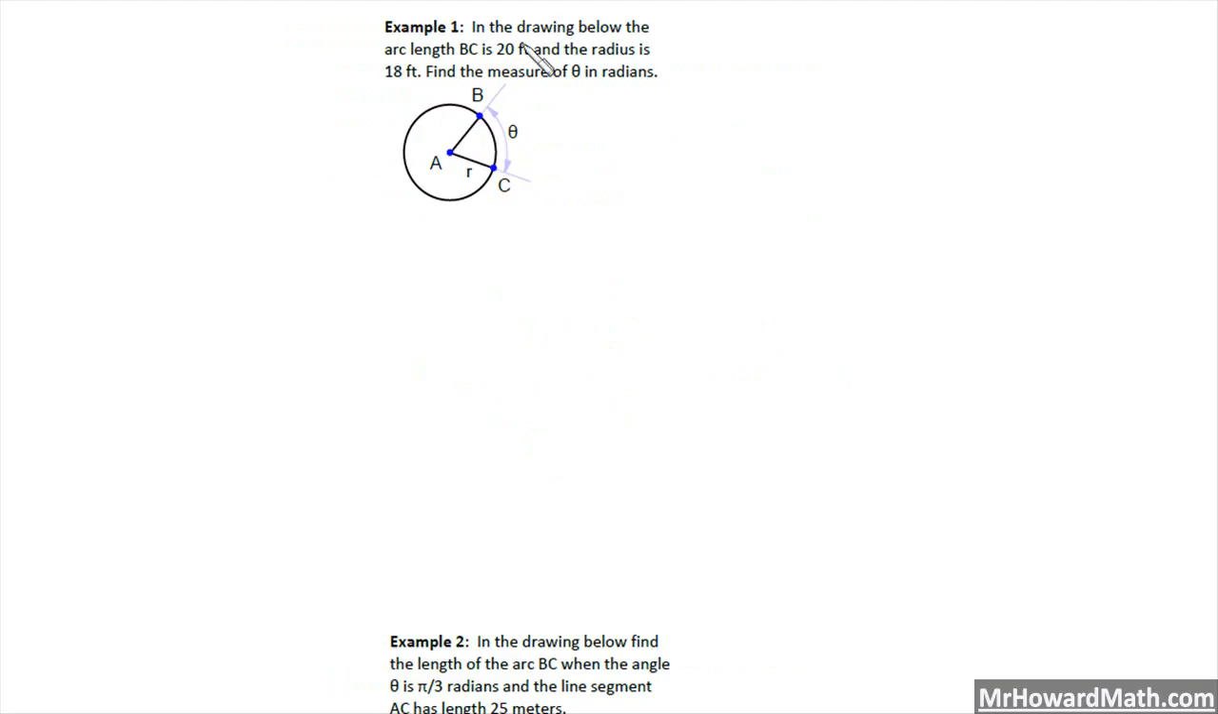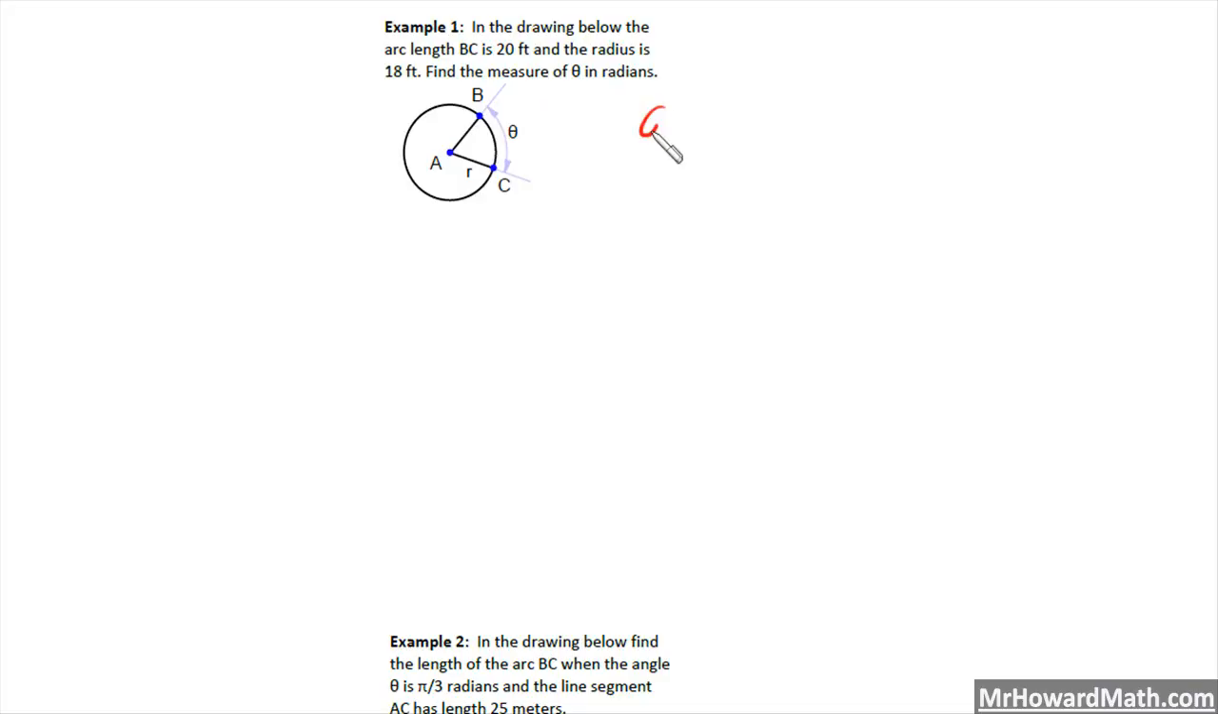Example 1. In the drawing below, the arc length BC is 20 feet, so that's this distance right there, that arc length, and the radius is 18 feet, so this distance right here is 18 feet, as is this distance. Both are the radius. Find the measure of theta in radians. So what is this angle right here in radians?